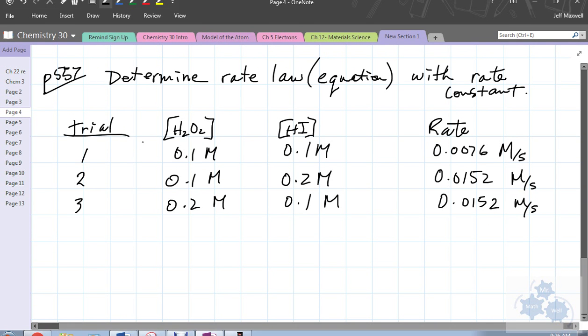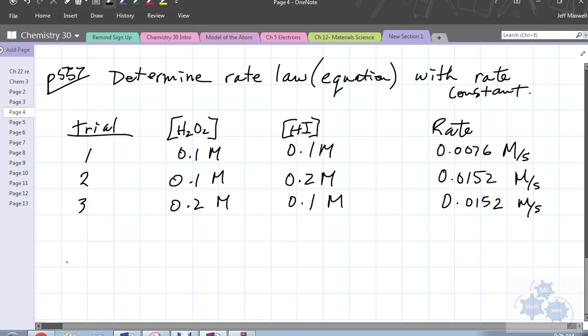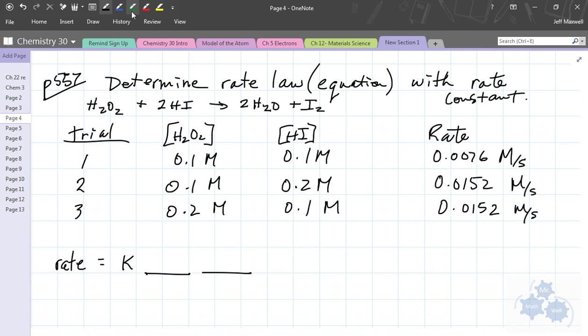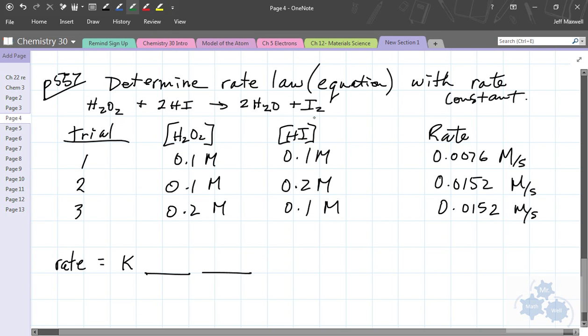But for this example, remember what we want to do is find out what factors affect the rate. So we know that there's going to be some constant, and we're going to try and find out if one or both of these reactants right here affect the rate. These are the reactants for the equation, I didn't write down the equation, sorry. Okay, so there's our equation right there.